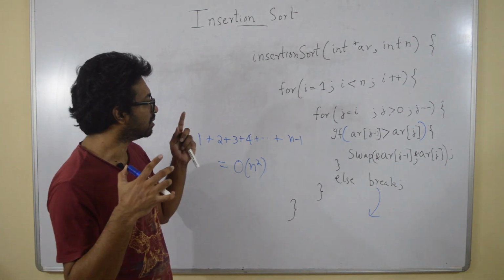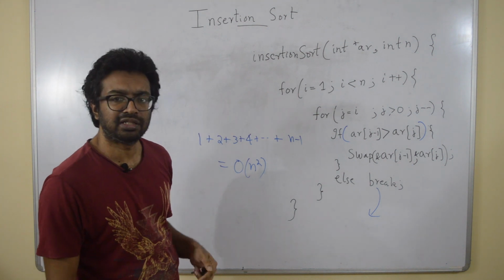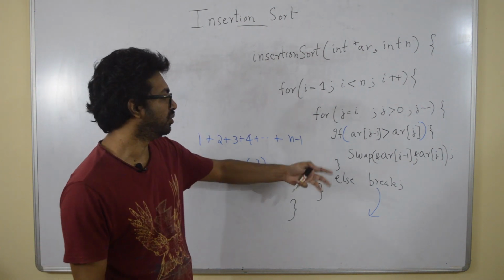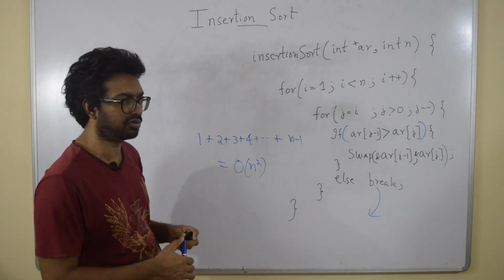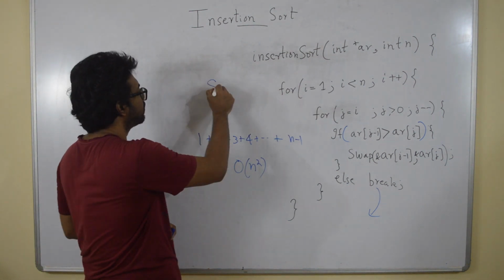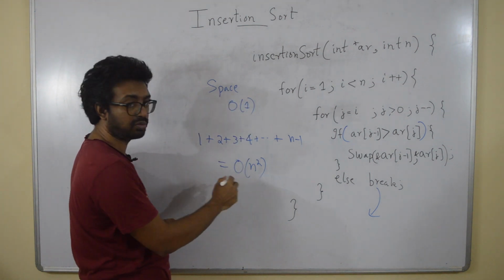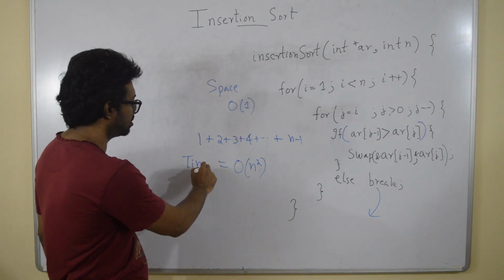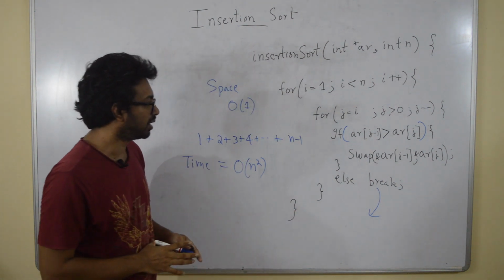Okay, running time analysis: the worst case running time of insertion sort is therefore order n square. Some questions to consider are, how much extra space does it take? It does not take any extra space. No new array is taken. Maybe some i, j, some constant amount of space. So the space requirement is order 1, and time complexity is order n square. Space complexity is order 1.